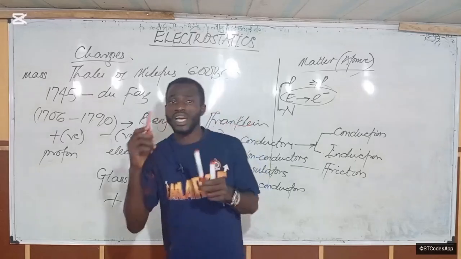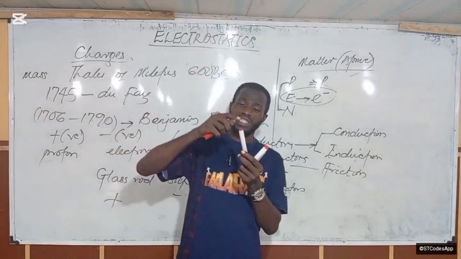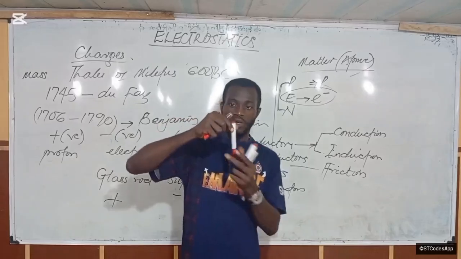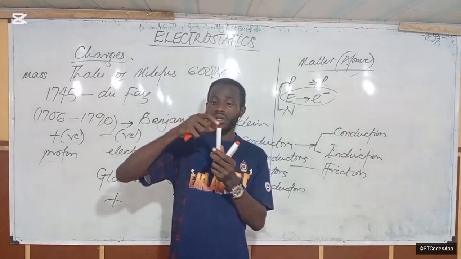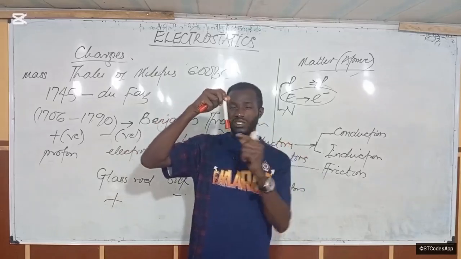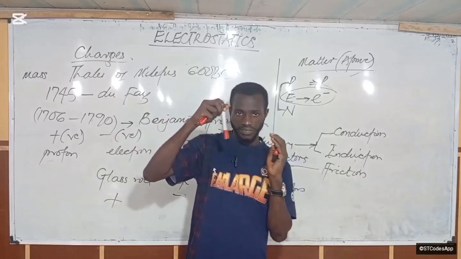Now, if you want this body to remain charged, what happens is this. The moment you bring this body close to it, while the charging body is still close to the body that is to be charged, then the charge that got separated will become earthed.